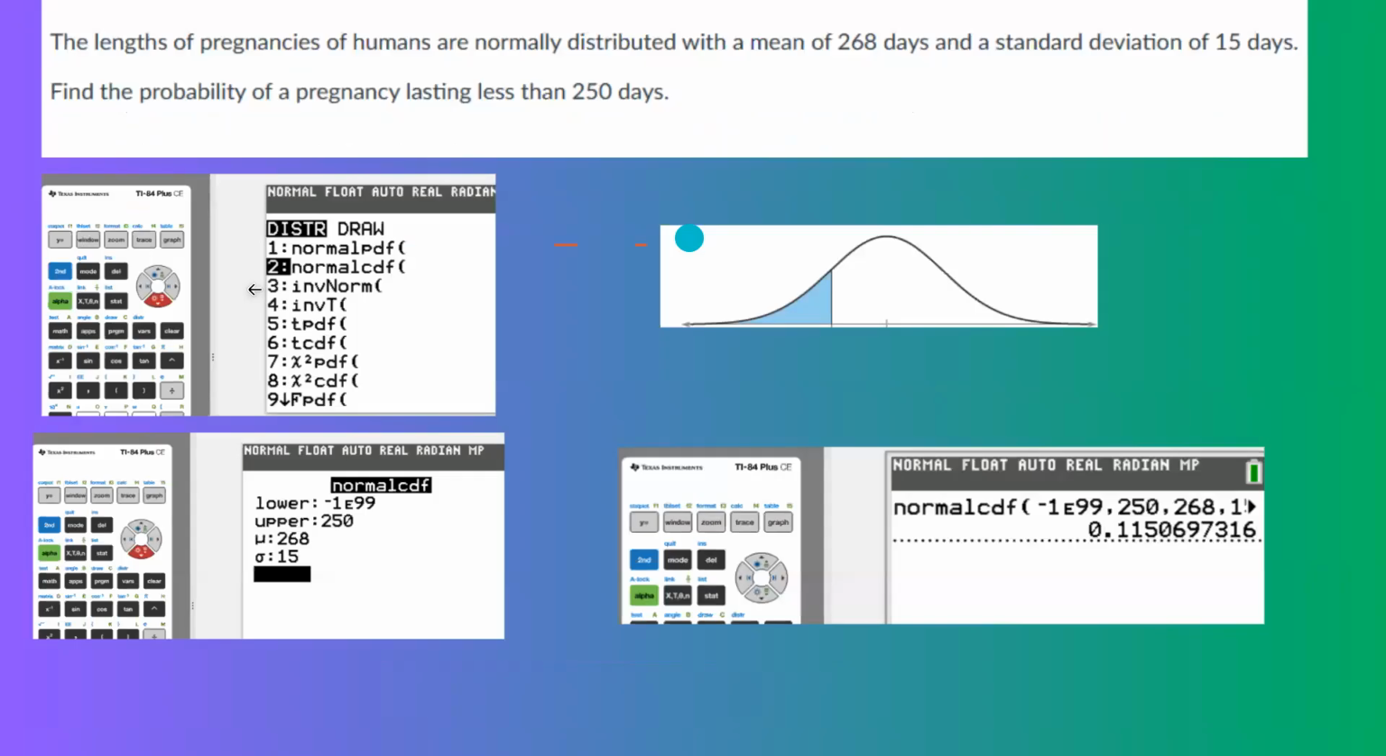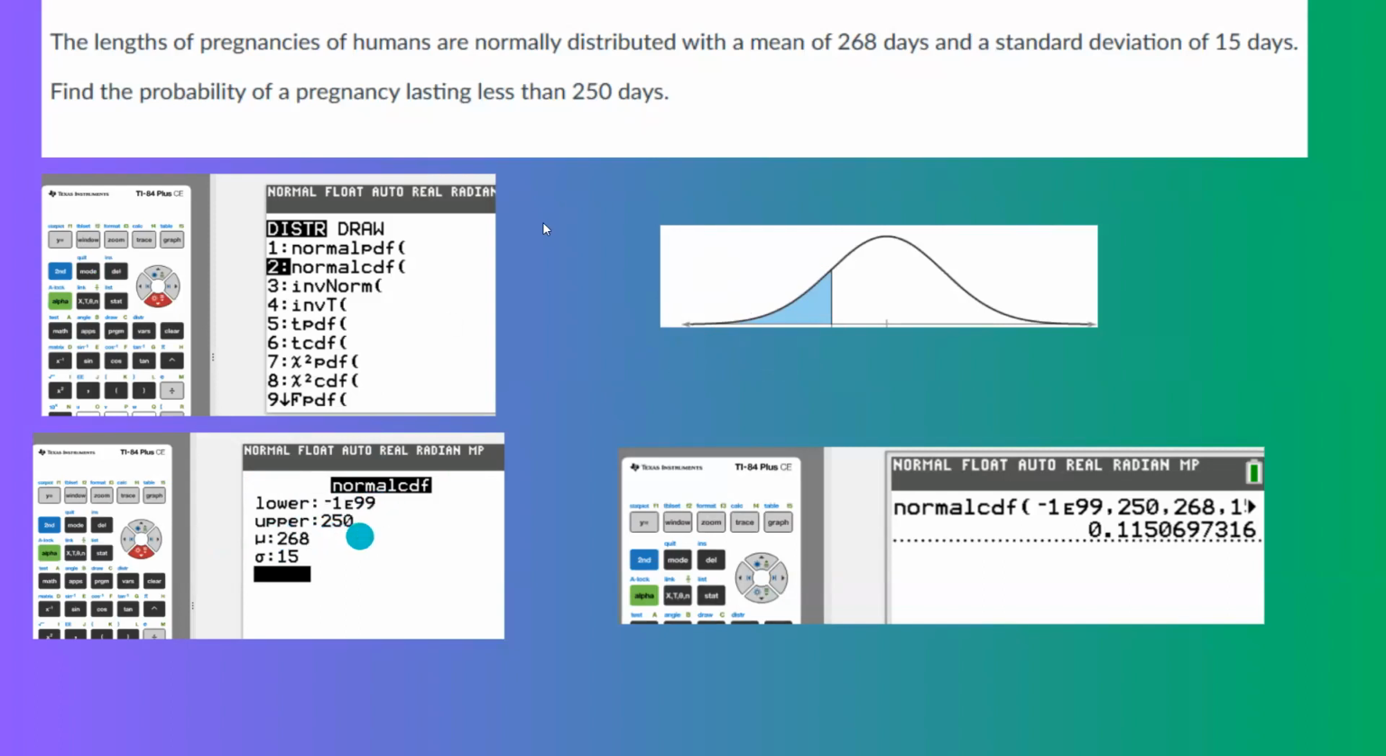So what are we going to do? We're going to go to second bars and find normal CDF because it's a cumulative density function. The lower bound is a small number. It says less than 250, so you're looking at the area on the left-hand side of this X value. On the left-hand side, you have a very small number, so you're going to use a small value.